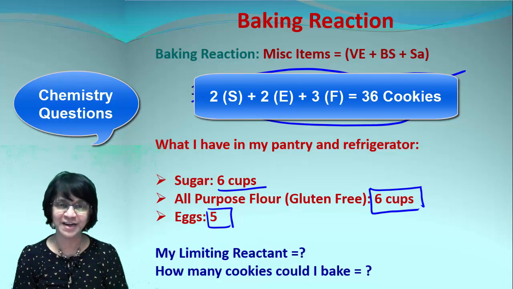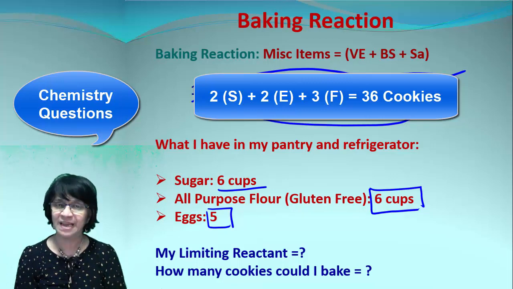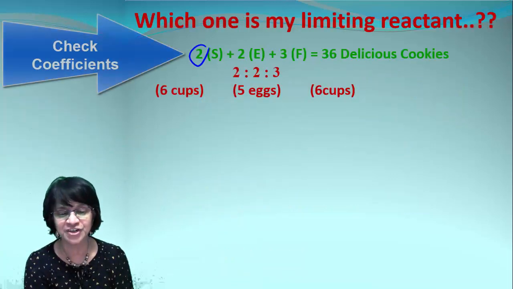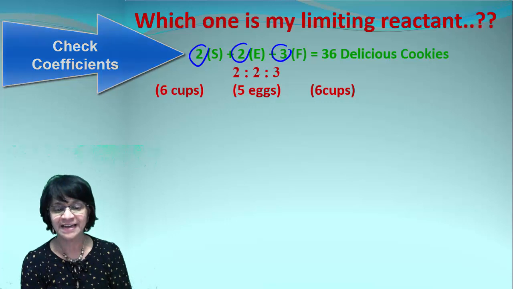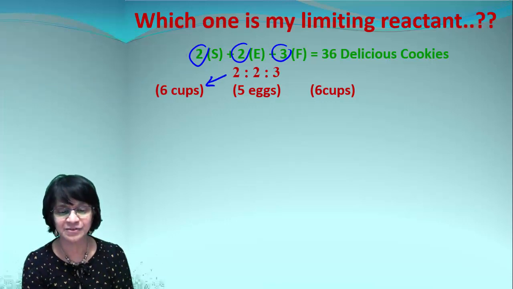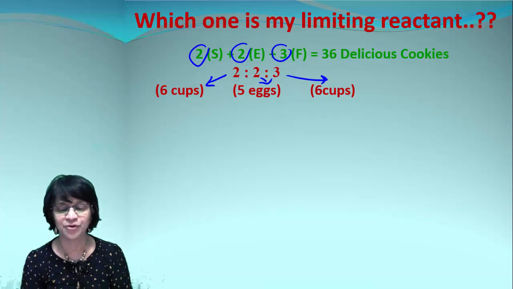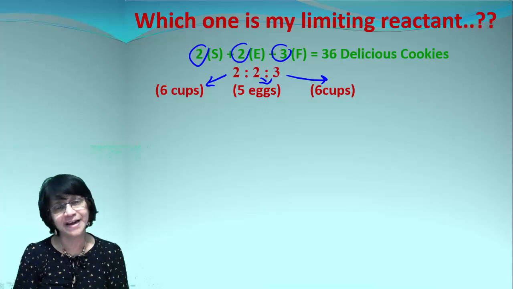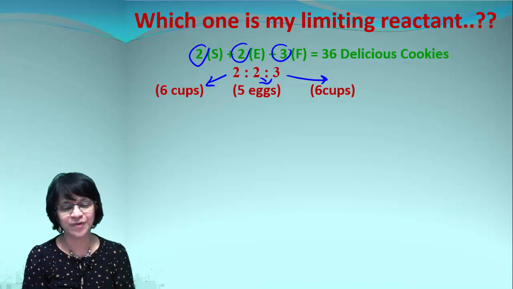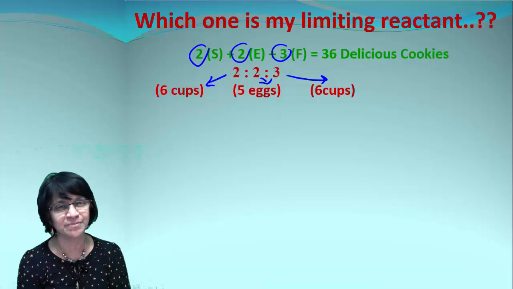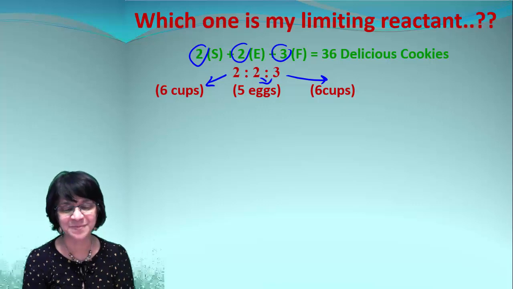So my job now is to find out which one is my limiting reactant and how many cookies I will be able to bake. I have these coefficients for my equation: 2, 2 and 3. I wrote that proportion there. Then I have sugar, 6 cups, eggs, which are 5, and flour, which is 6 cups. I have to find out the maximum possible cookies I can make. I am going to take each one of those and use the ratio proportion method to find out how many moles, yes, I'm using the word moles, of the substance I have.